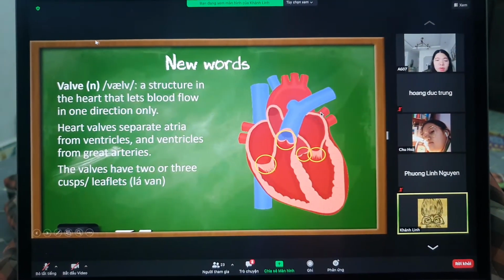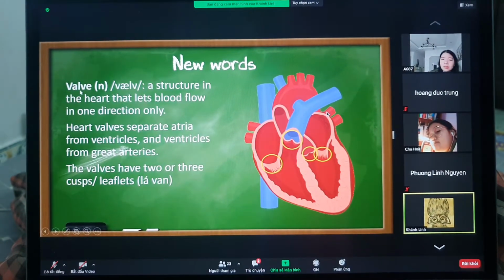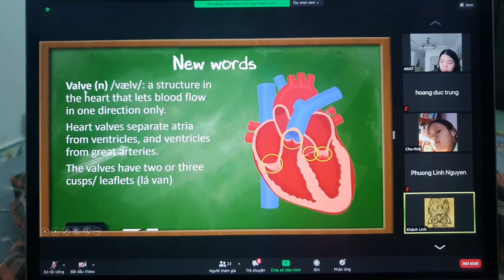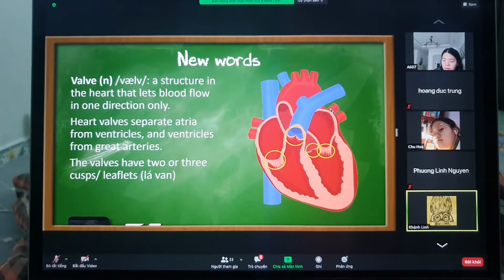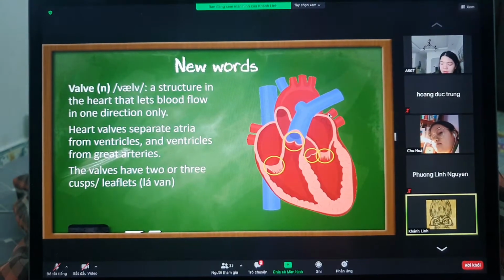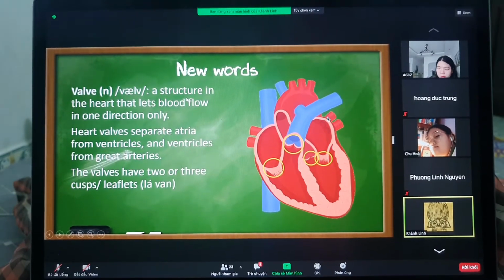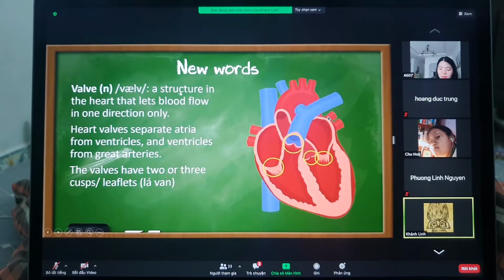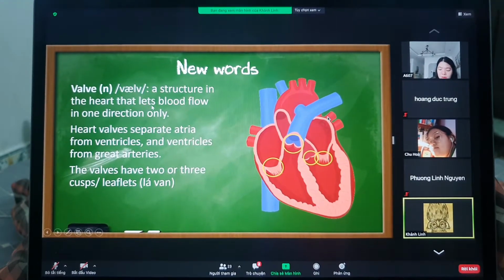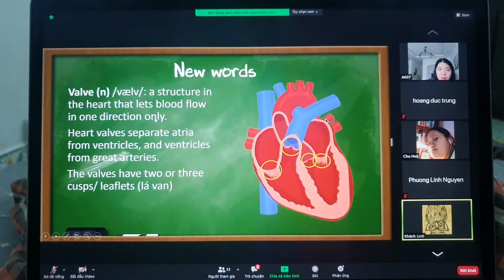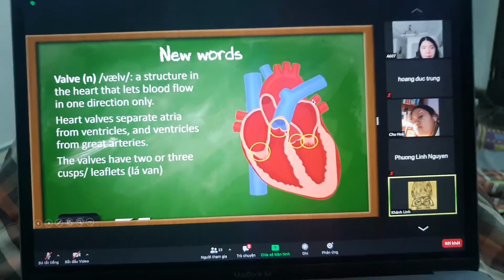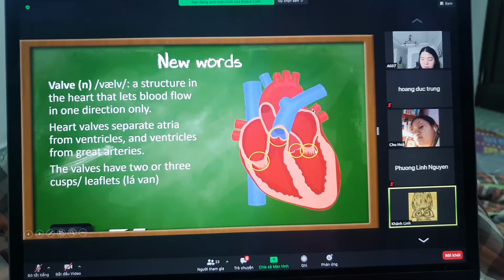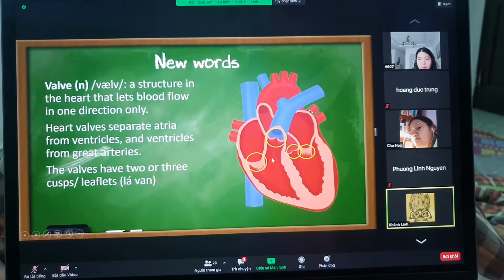Now let's come to valves. Valve in Vietnamese is van. Van and valve sound a little bit similar, so I find it easy to remember. A valve is a structure in the heart that lets blood flow in one direction only. There are 4 valves here. I circled them with a yellow circle. Can you see that?